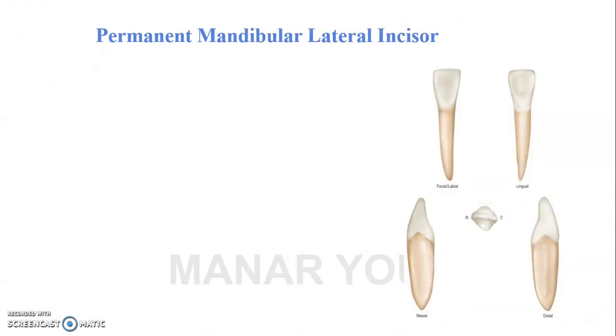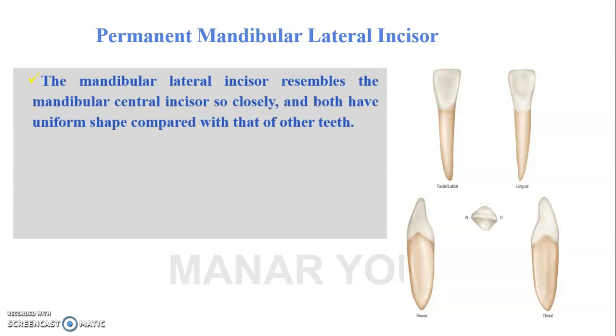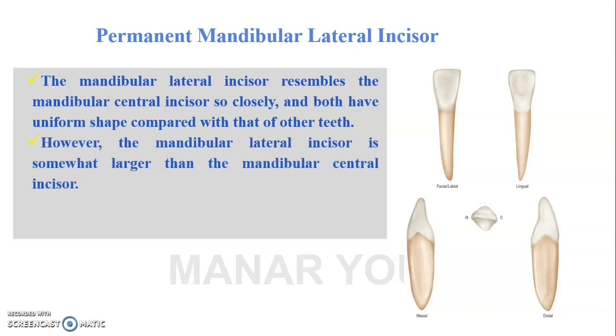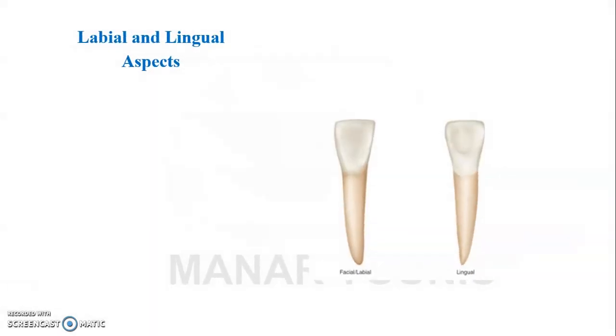Moving to the permanent mandibular lateral incisor, we'll give a quick review for this tooth. The mandibular lateral resembles the mandibular central. However, we have certain differences between the teeth. First, the lateral incisor is somewhat larger than the mandibular central, about 0.5 millimeter larger in mesiodistal dimension, which is the reverse of the situation with the maxillary incisors where the lateral is smaller than the central.